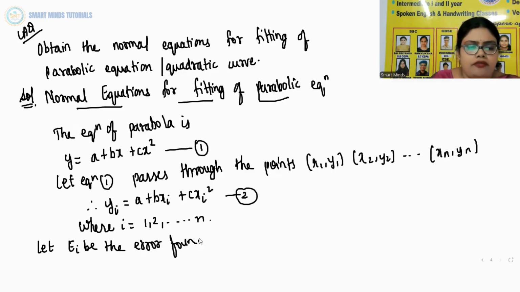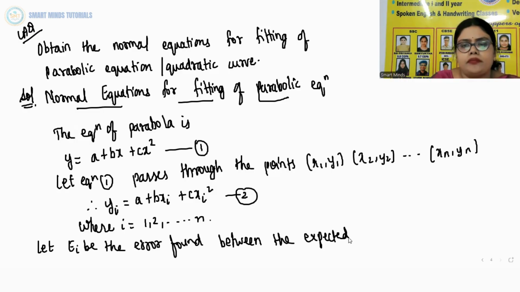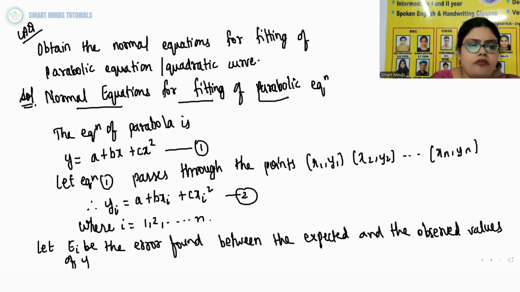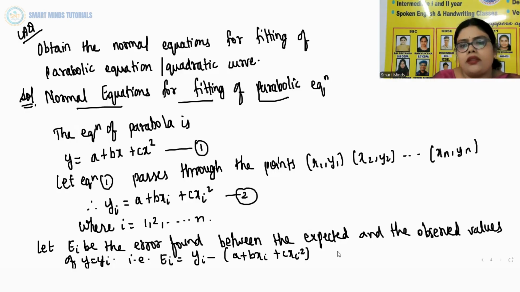Let Ei be the error found between the expected and the observed values. Expected and the observed values of y is equal to yi. That is, Ei is equal to yi minus (a plus b xi plus c xi square). Here i takes values 1 to n.